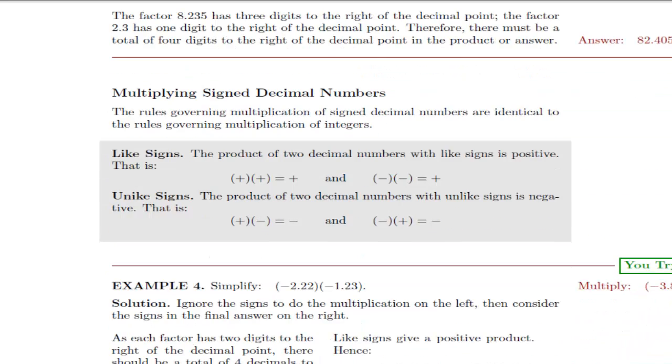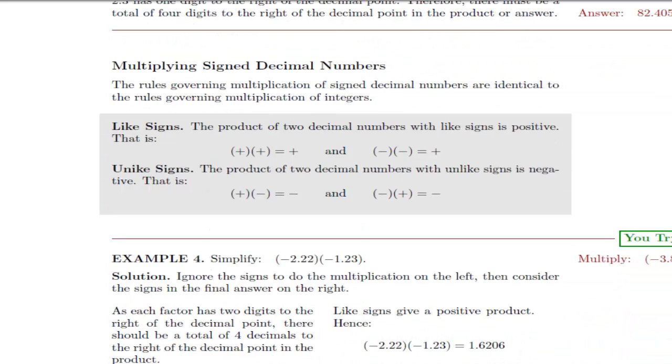Multiplying signed decimal numbers. The rules governing multiplication of signed decimal numbers are identical to the rules governing multiplication of integers. Like signs: the product of 2 decimals with like signs is positive. Unlike signs: the product of two decimal numbers with unlike signs is negative.